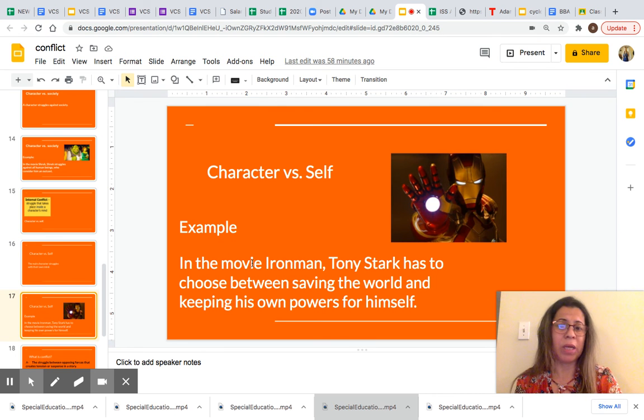Example, in the movie Iron Man, Tony Stark has to choose between saving the world and keeping his own powers for himself. This is an example of a struggle, character versus self, because the problem is between the character and his mind.